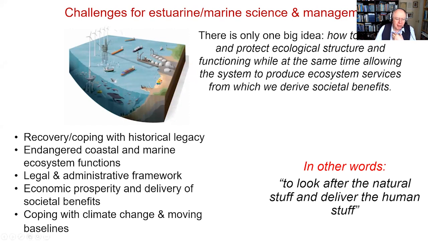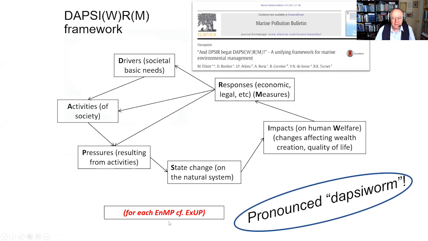Well, all these points that you see at the bottom left corner here: we've made a mess of environments, we've endangered some of the ecosystems, so we need to put that right. We have legal and administrative frameworks to improve things, and we aim for economic prosperity as well as protecting the environment. And of course, there's the overriding aspects of climate change. So I'll try and touch on all these.